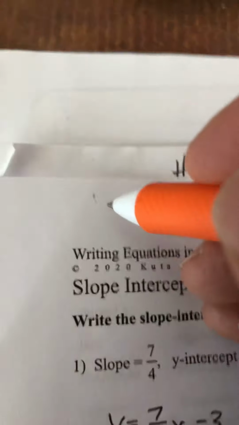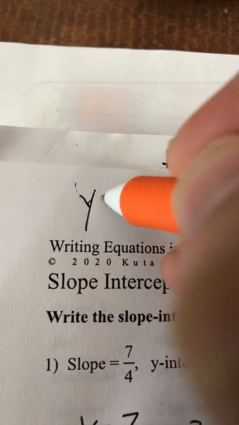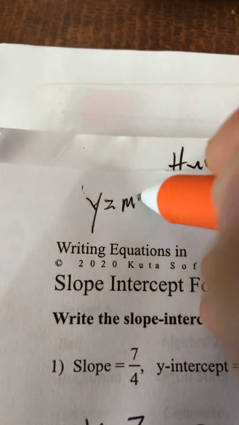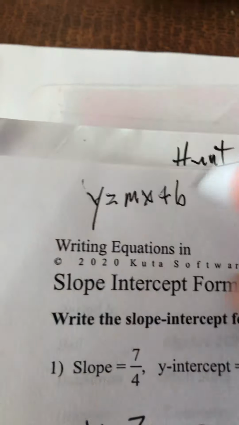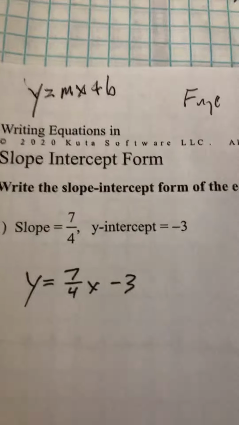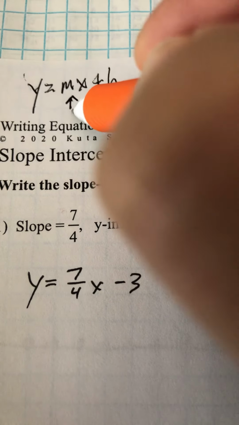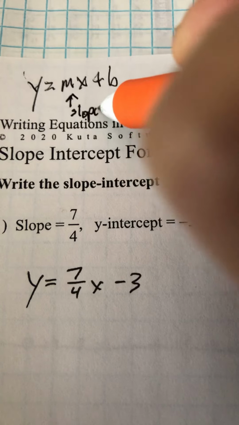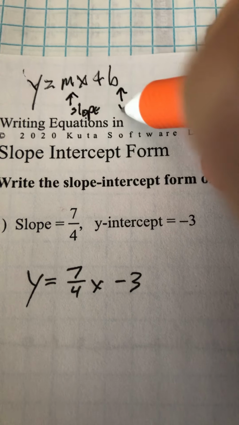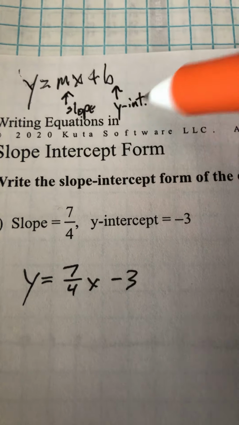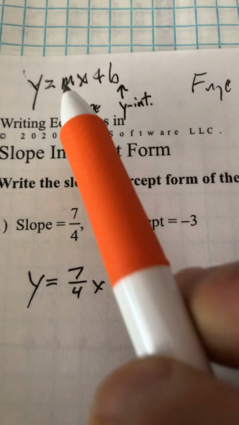One thing you've got to understand, and I'll write this at the top of the page, is slope-intercept form: y equals mx plus b. Let me try that again on something a little bit flatter. y equals mx plus b, where m is your slope and b is the y-intercept. Why do they use those letters? I don't know. It's just the way it is, always has been.